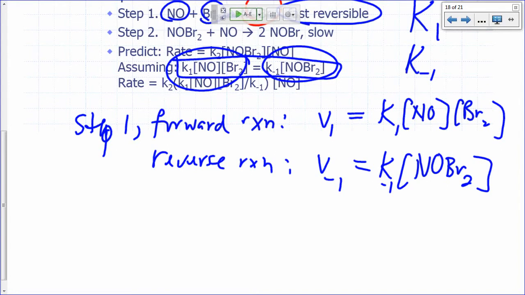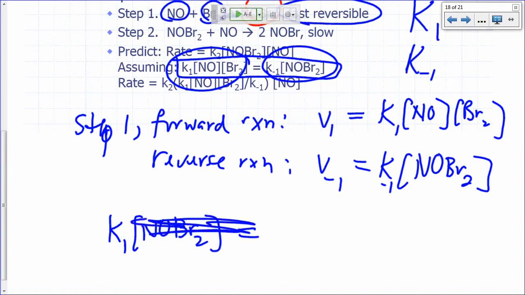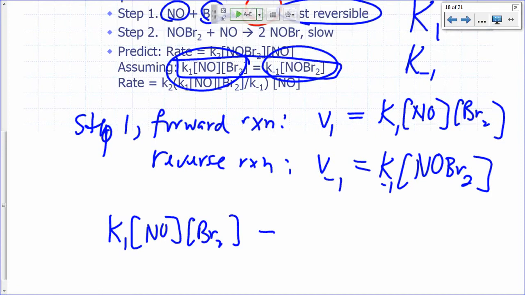what do we get? Let's rewrite that here. We're going to say K1 times NO times Br2 throughout most of the reaction. Okay, here. K1 times NO times Br2. The forward rate for step 1 is equal to the reverse rate. Okay? Is equal to K sub negative 1 times NOBr2.